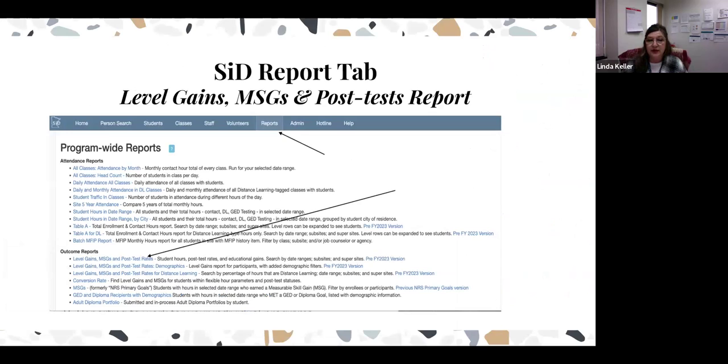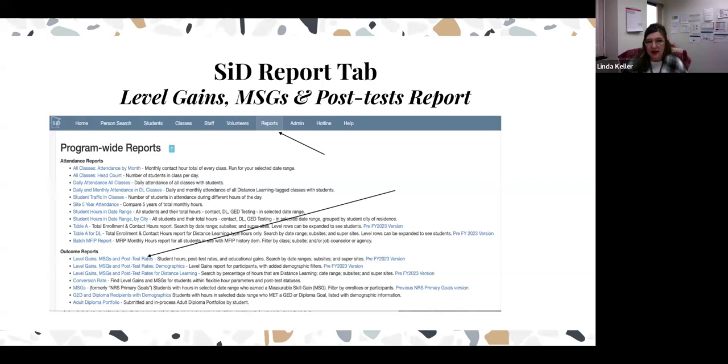Again, as I stated earlier, you can run this for your class, for your site, or for your agency, and you can dig down and look at outcomes, MSGs, post-testing rates, and so forth. Super awesome report. These are shared monthly with the staff here to evaluate data and to look at outcomes for specific classes and sites, and then the program as a whole.